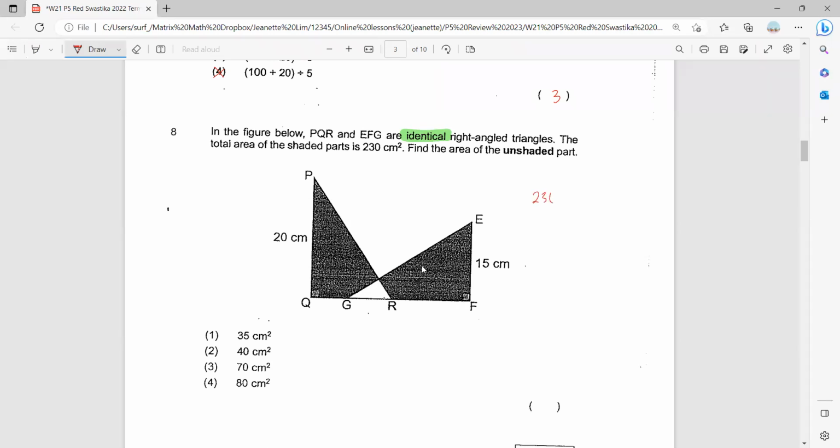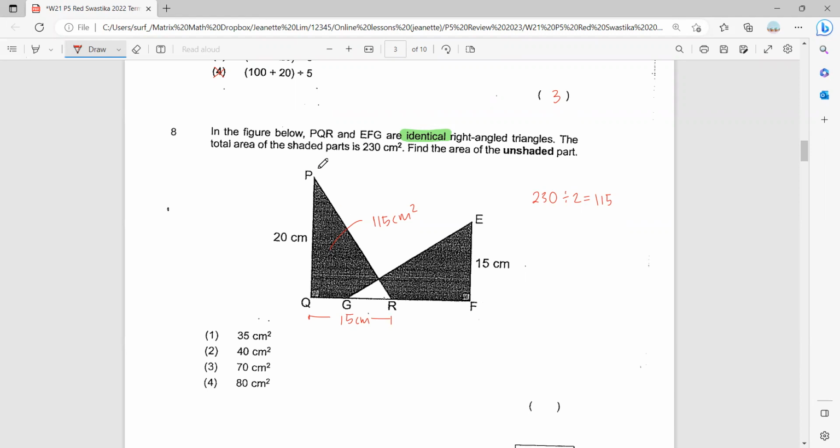So how much is it? 230 is the shaded parts. You want to divide it by 2. So this is 115 square cm. The shaded part here. So now what we want to do is to find the area of one triangle minus the shaded part, and I will get the unshaded part. Since they are identical, this is 15 cm also. QR is 15, because it's the same as EF.